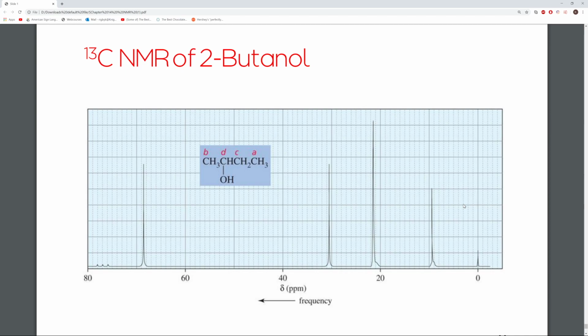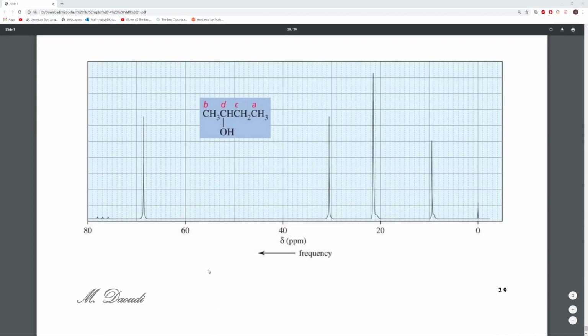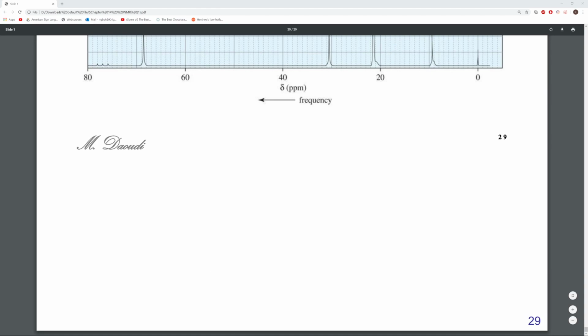The one farthest upfield is going to be A because it's the farthest away from that oxygen, and it's going to be affected less by the deshielding effects and all that stuff. And then we just go A, B, C, or D. A is on the far right, and then B is the next one, and then C, and then D. That's why it's named that way. Okay, and so then that's the end of this PowerPoint.